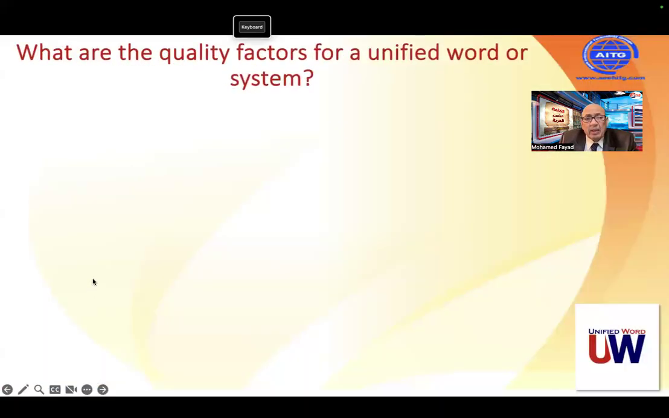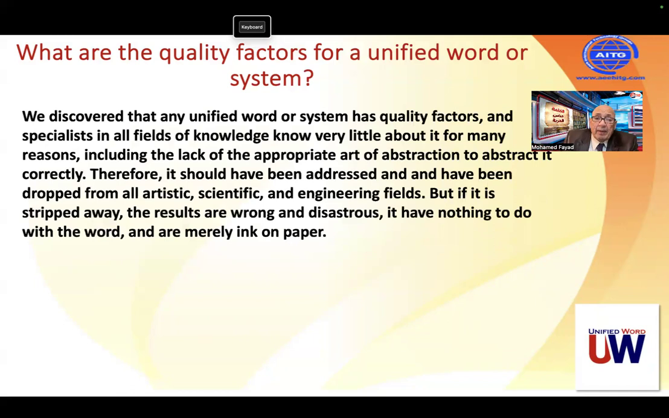So the question still remains: what are the quality factors, or non-functional requirements, or quality marks of a unified word or system? This is the question we're trying to answer here and see where it leads you. So the first thing we must know: we discovered that any word or system has quality factors. This is in the literature, they exist, but no one has known how to do it, period.